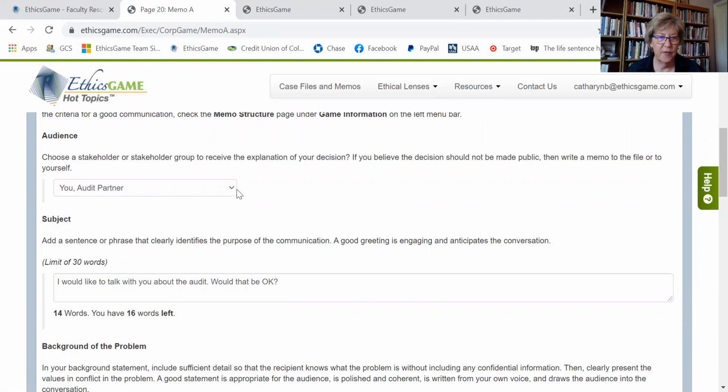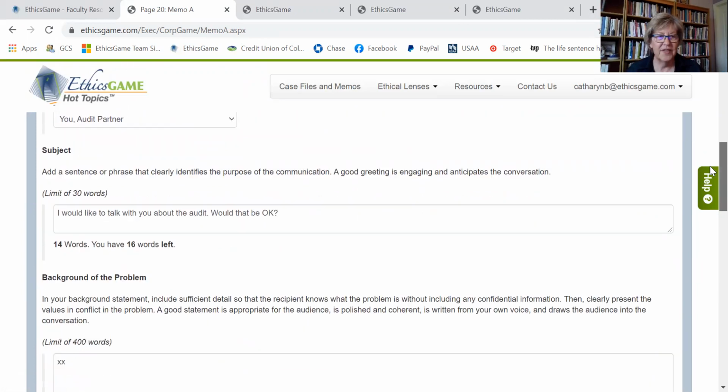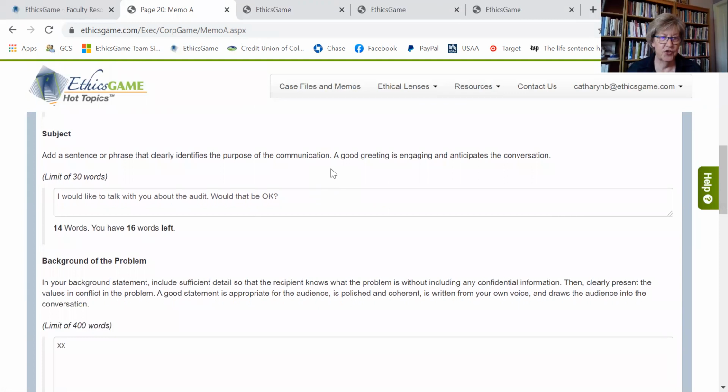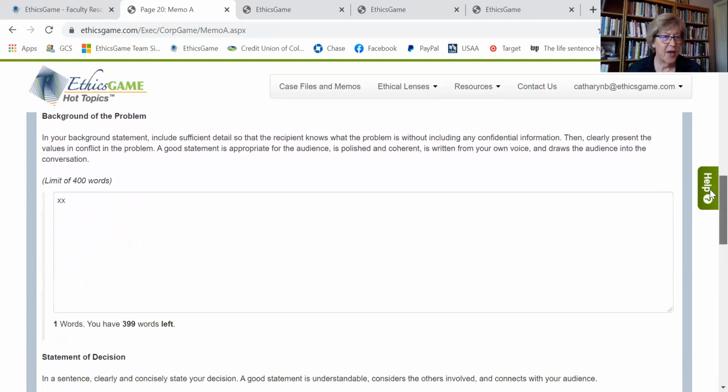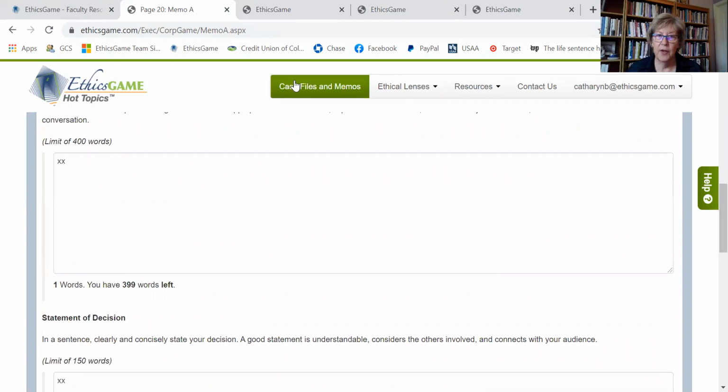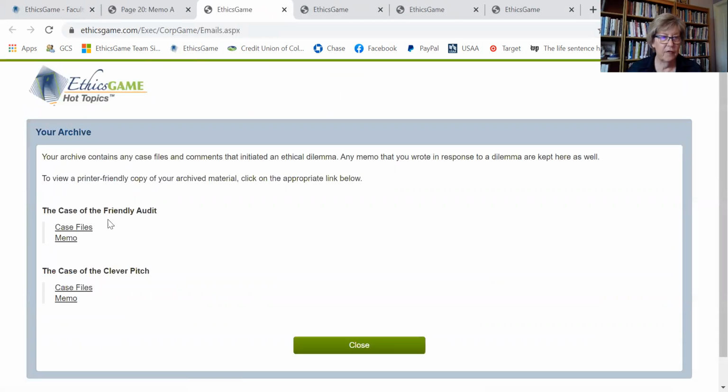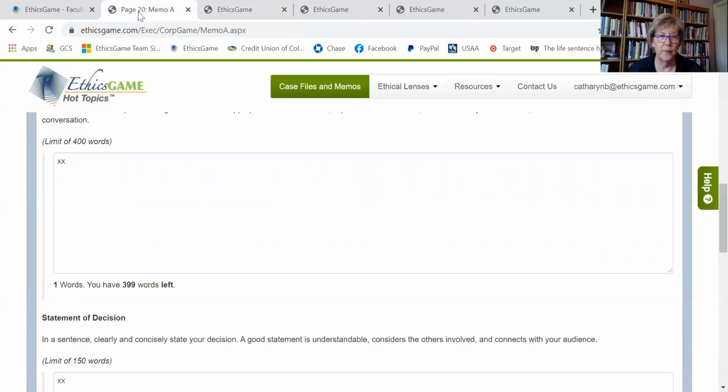Who are you going to send the memo to? What is the purpose of this communication? The next step is to give a little bit of information about the background, 400 words. And if you have forgotten any of the background, up here under case files and memos, you can get a copy of the various facts that need to be done for that memo to refresh your memory about what was going on.